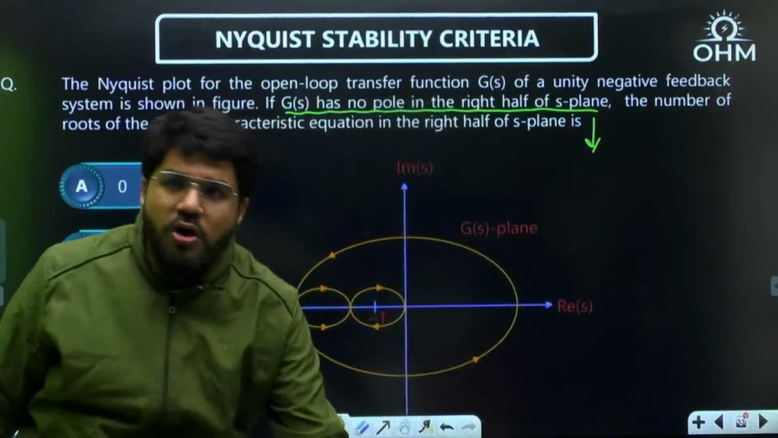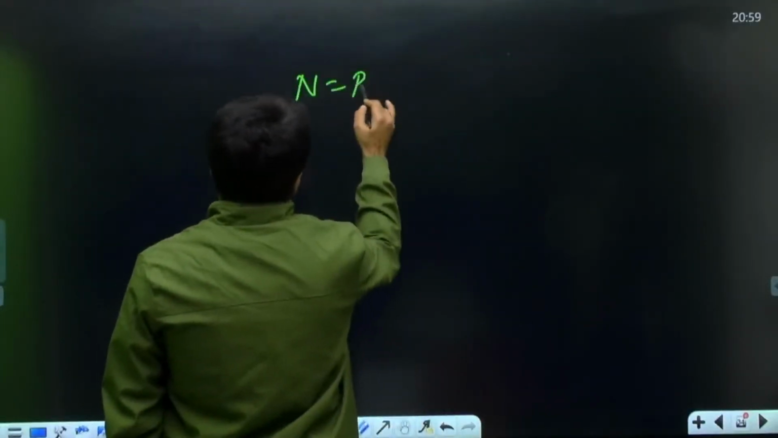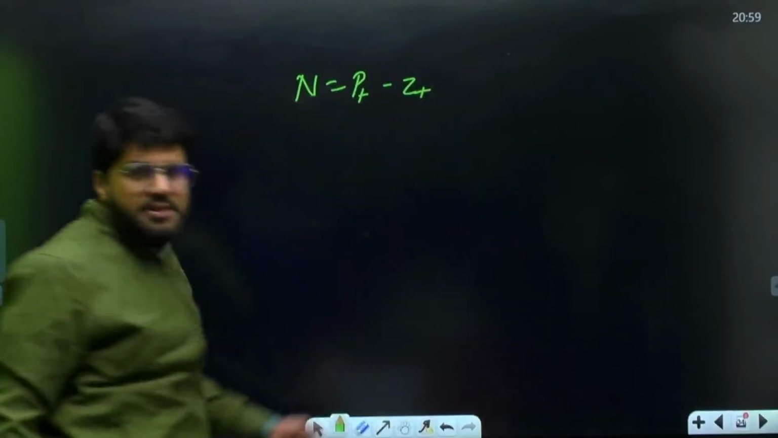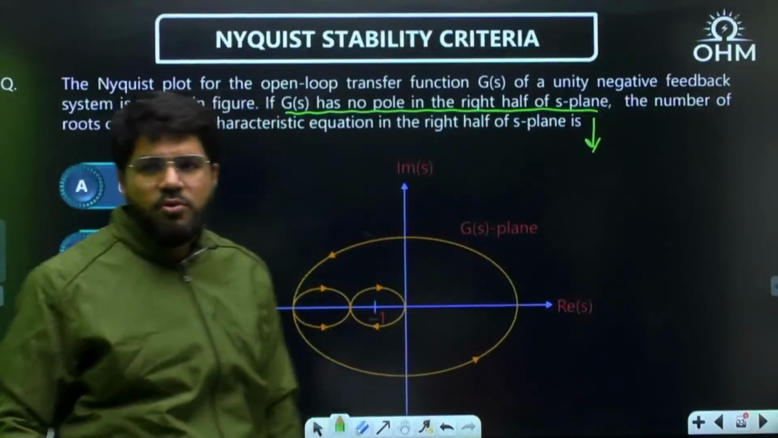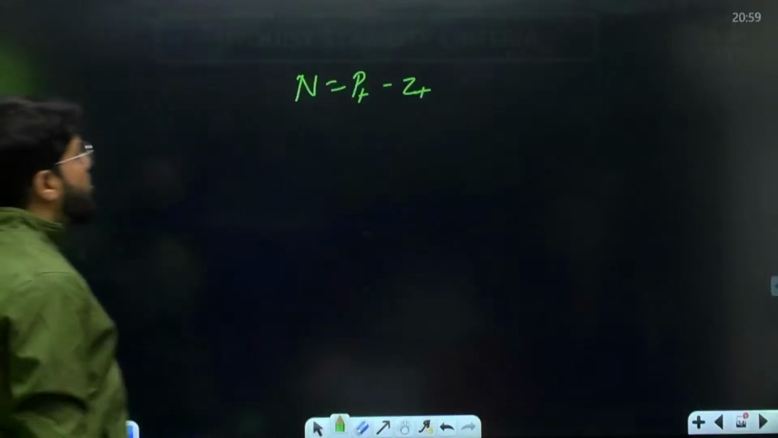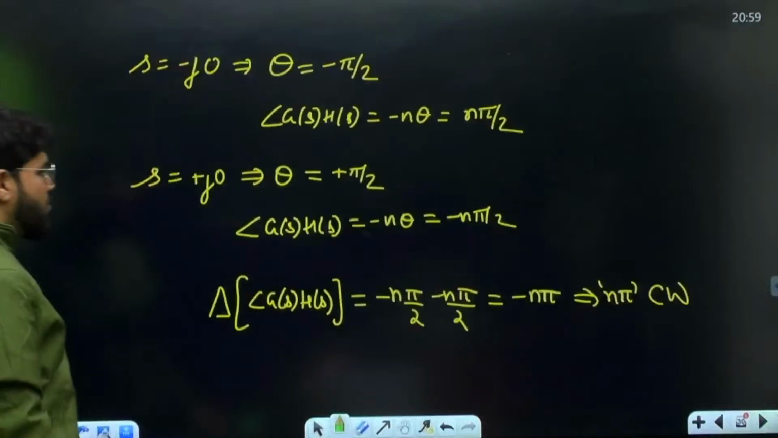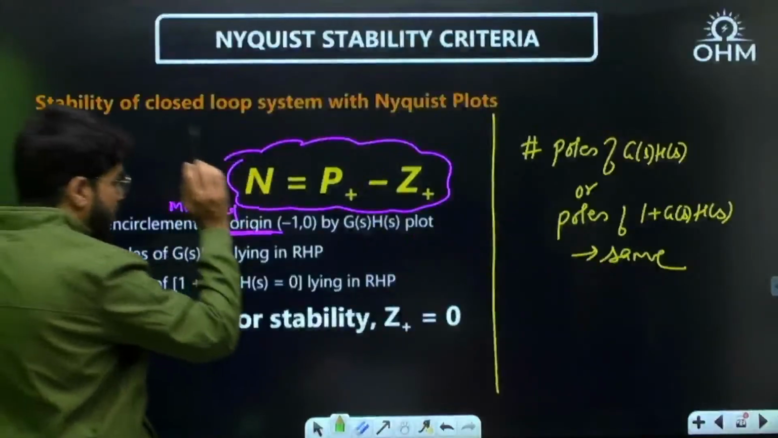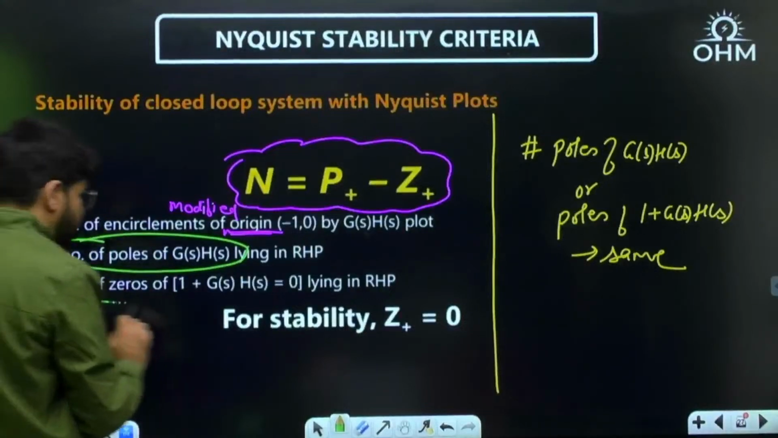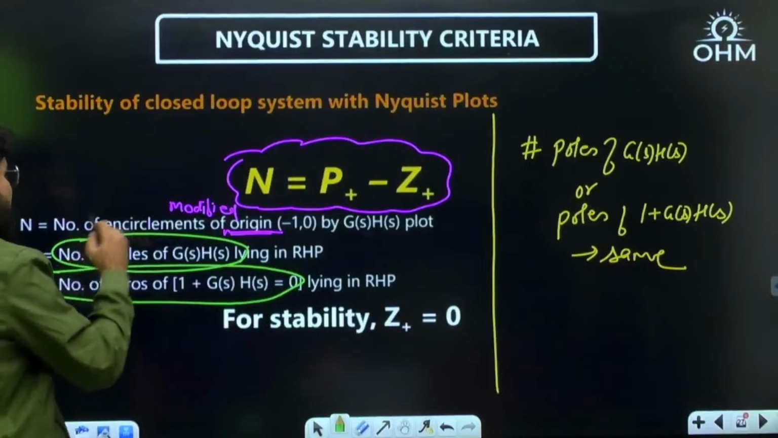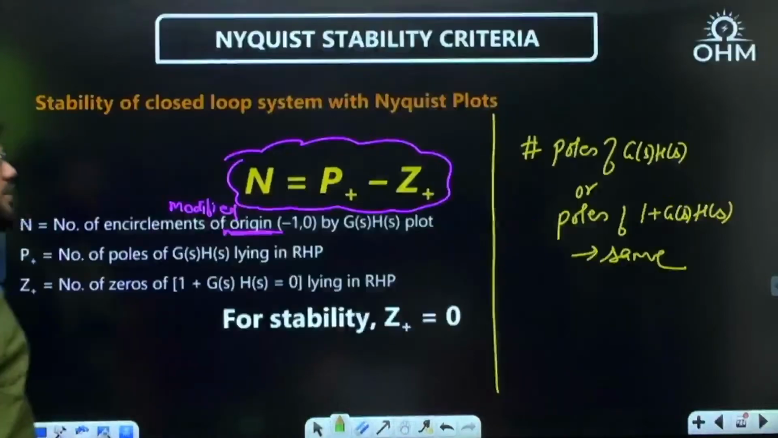Because to talk about stability, we need one formula. To talk about stability using the Nyquist plot, N equal to P plus minus Z plus. Let us assume a clockwise Nyquist contour, since nothing is mentioned. P plus is the number of poles of G(s)H(s) in the RHP. Z plus is the number of zeros of 1 plus G(s)H(s) in the RHP. And N is the encirclement of which point? The modified origin, minus 1 comma 0.